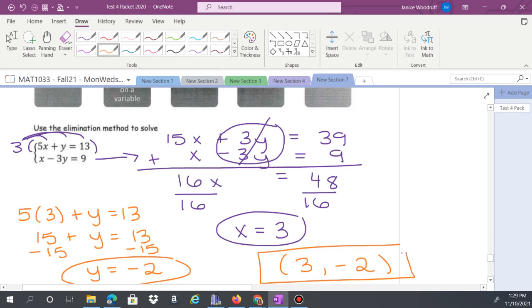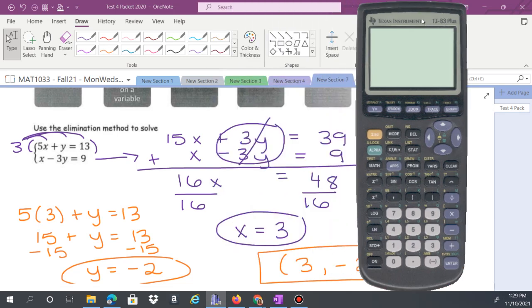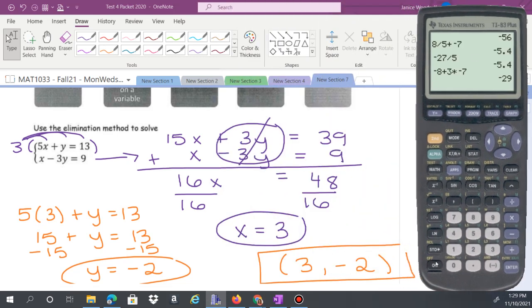And then we want to check it. So we say 5 times 3 plus negative 2 equals 13. It works in the first equation. Then 5 minus 3 times negative 2 does not give us 9 because I put 5 and not 3. So the x value is 3. So 3 minus 3 times negative 2. That will give us 9. So it works in both equations.